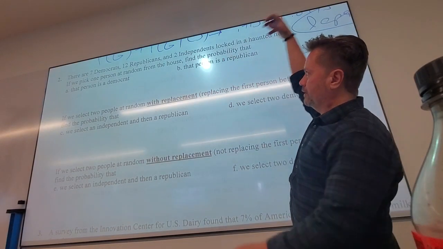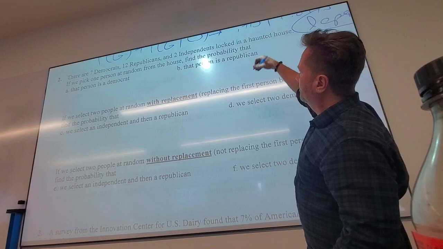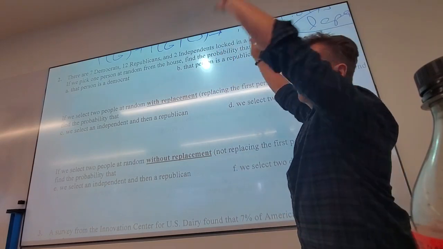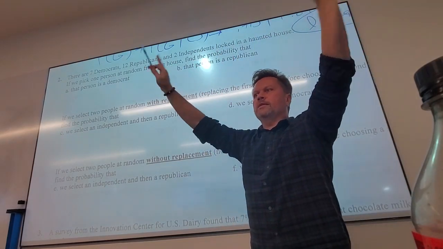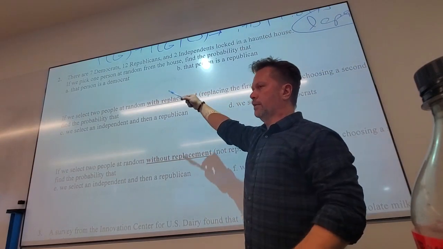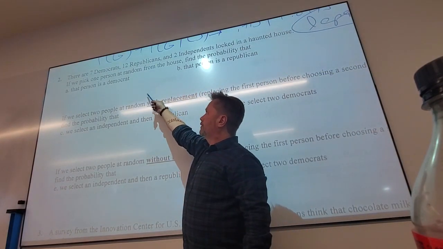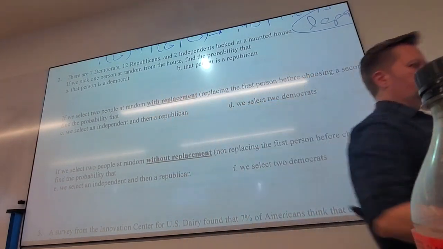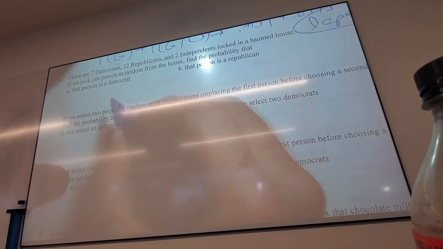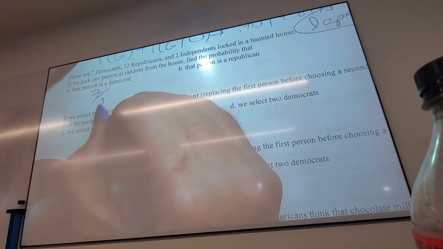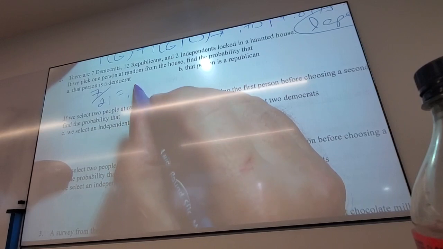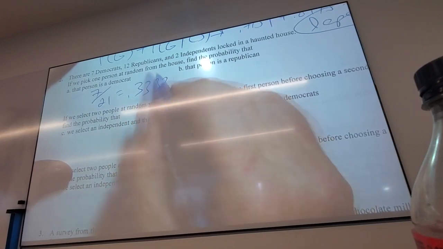We pick 1 person at random from the house. Find the probability that. So the first part is just 1, just to make sure you guys remember the basics of probability. The first 2 questions are really simple. What's the probability that 1 person is a Democrat? How many are Democrats? 7 out of 21. Yeah, 7 out of 21, which is 0.33333 forever. Yeah, 1/3.